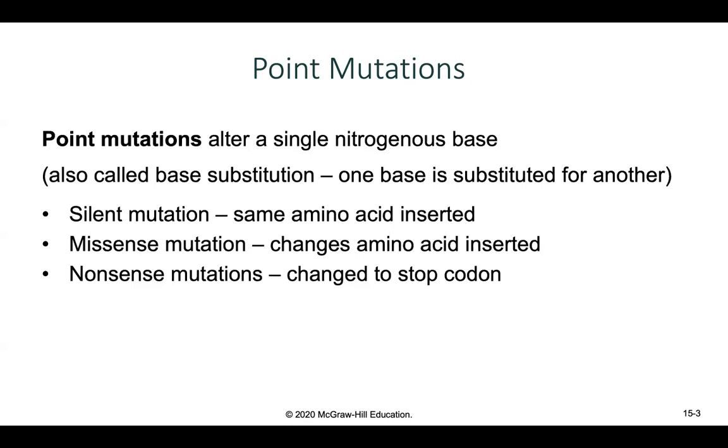And then you have what's called a nonsense mutation, which is where the original codon would have coded for an amino acid to be brought in, but now one of those bases is changed and it changes it to one of those stop codons. So there are those 3 stop codons. When a codon is changed from a normal amino acid coding codon to a stop codon, that's a nonsense mutation. So silent, missense, and nonsense. Those are the 3 kinds of point mutations.